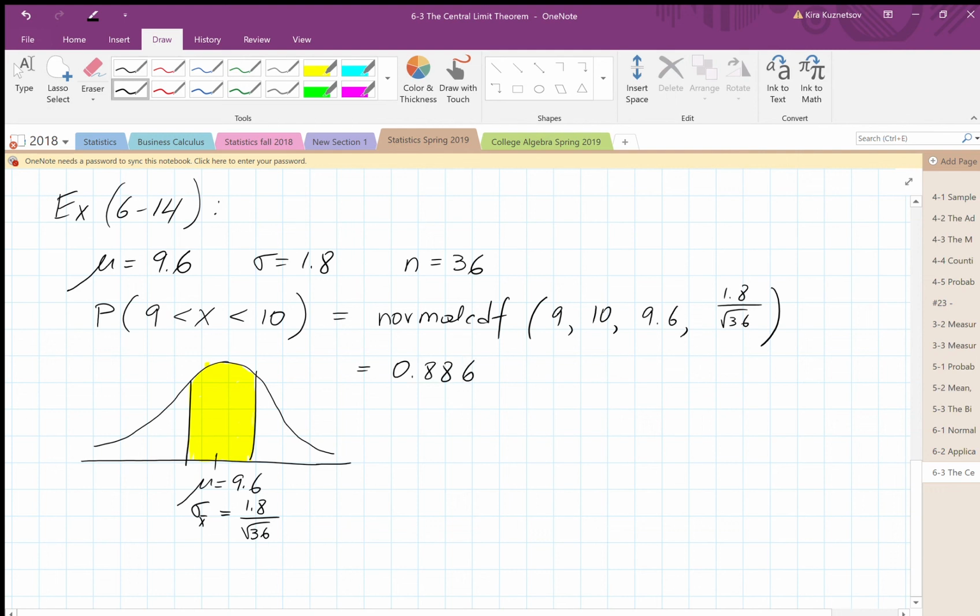0.88603, so I don't need to bother with the rest of the significant digits. All of the problems in this book will look very similar, except for the last one, where they actually ask you for the reverse. They don't talk about inverse norm in 6-3. That's my mistake. So we'll end this right here.